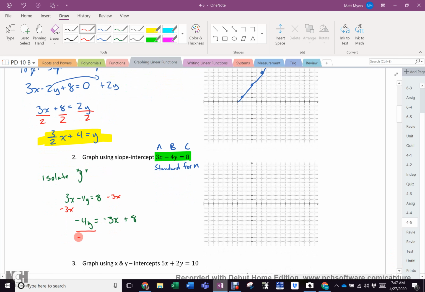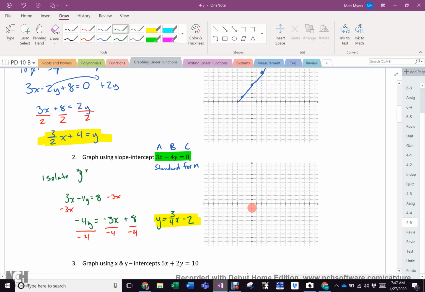And I get y equals negative 3, negative 4. Two negatives make a positive, and 8 divided by negative 4 is negative 2. And there is my slope-intercept form.